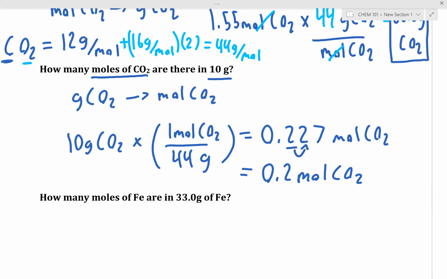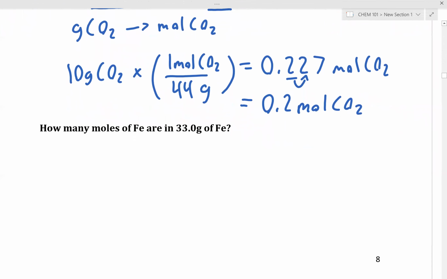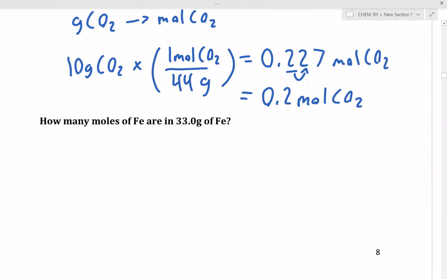So what I want us now to do is to do a mass to mole conversion for a species that's atomic. So you don't have to worry about the molar mass calculation just yet, but I just want to check that you can do a mass to mole conversion. So I'd like you to tell me how many moles of iron are in 33 grams of iron.